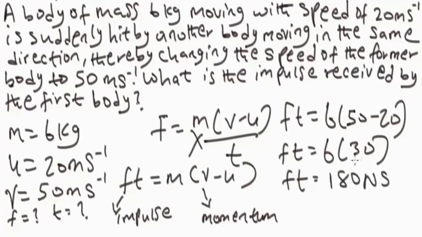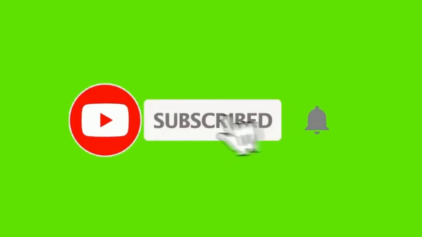So impulse is measured in Newton seconds. It has the same unit as momentum. So this will be the answer to this problem. It's as simple as that, guys. This is basically how you can solve problems involving Newton's second law of motion, the relationship between momentum and impulse. And with this, we have come to the end of the class. Hope you learned something interesting.